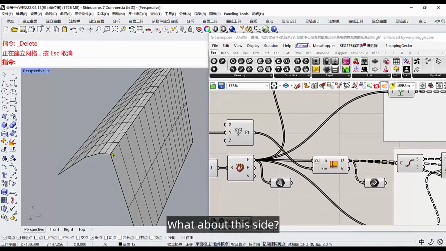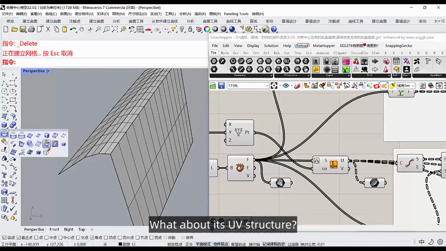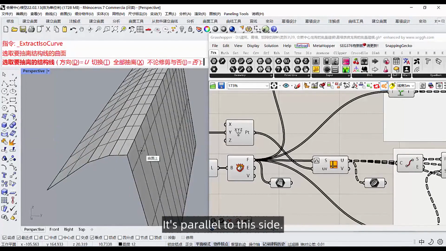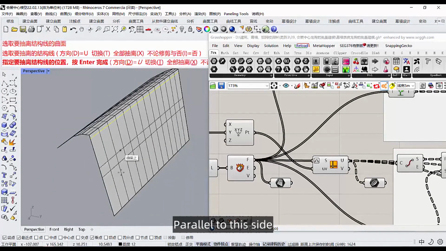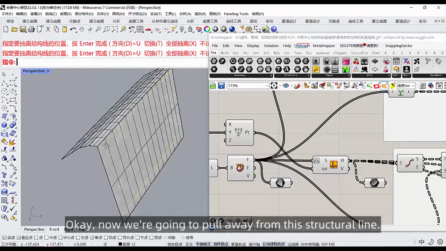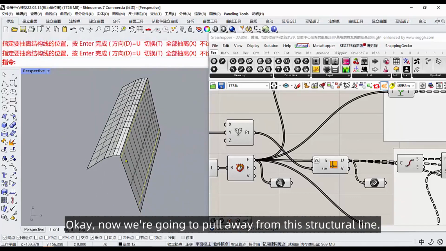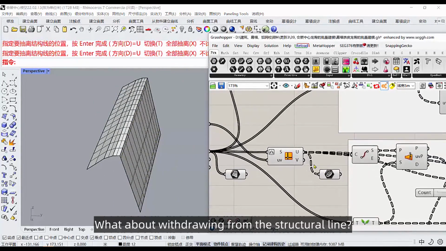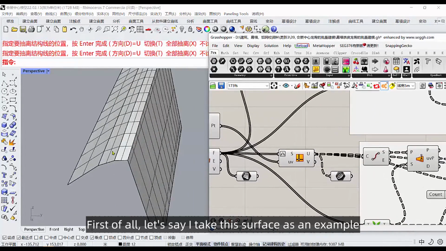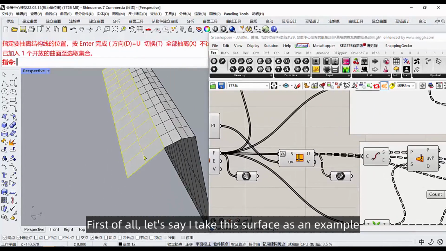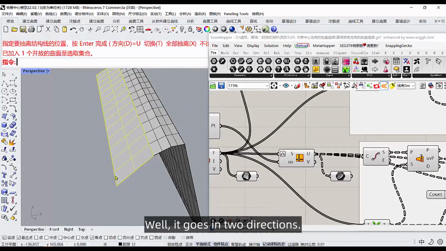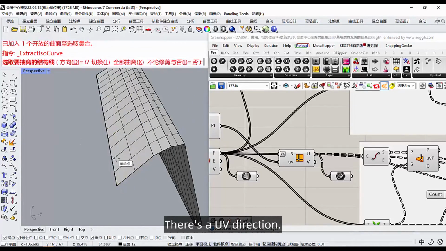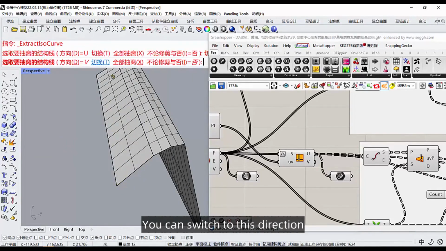What about this side? What about its UV structure? It's parallel to this side. Parallel to this side. Okay, now we're going to pull away from this structural line. What about withdrawing from the structural line? First of all, let's say I take this surface as an example. Well, it goes in two directions. There's a UV direction. You can switch to this direction.